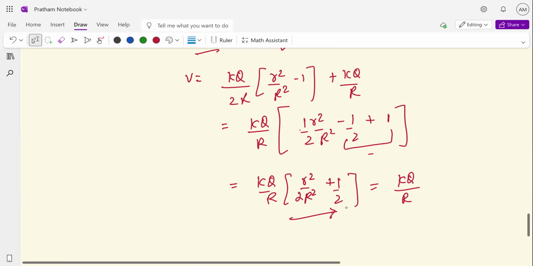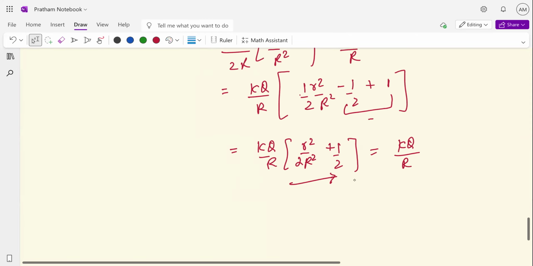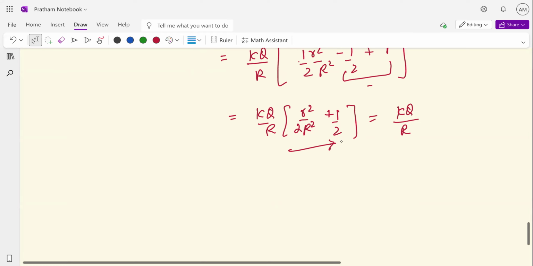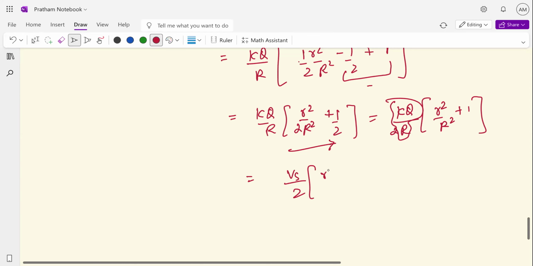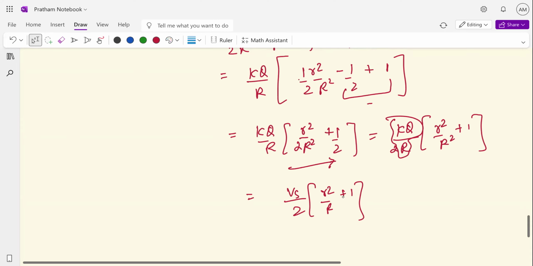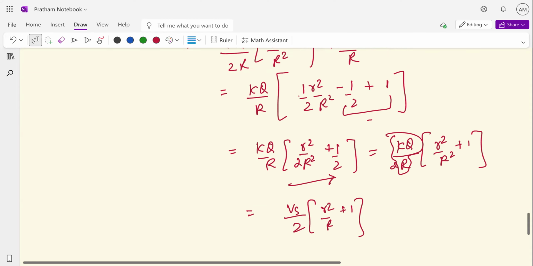Okay, fine. This is fine actually. So we can take two as a common also, no? Outside. Yes. So it becomes two, whatever equation I have, r square this plus one, I'm left with. I can rewrite the same thing as Vs by two, r square by r plus one. Understood? Any doubt? No. Okay, that's fine.